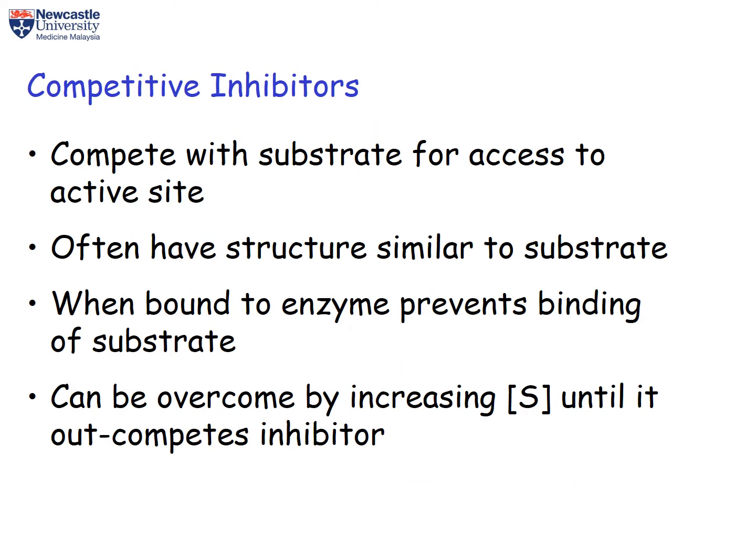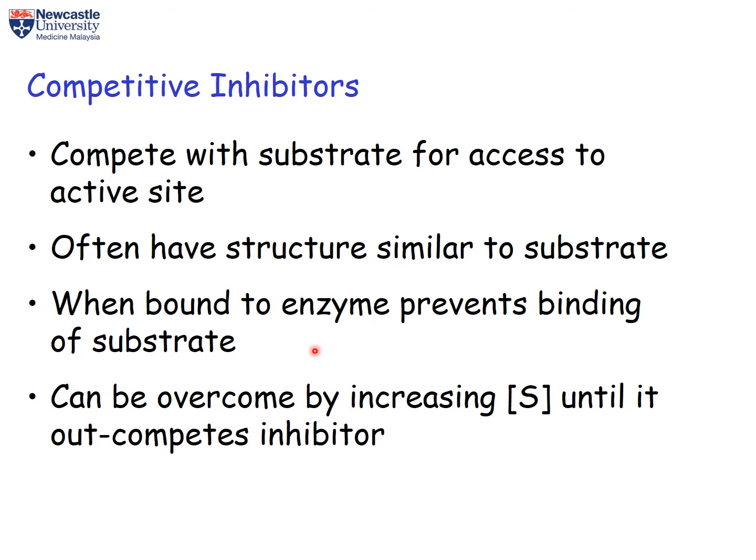In competitive inhibition, the inhibitor will compete with the substrate for access to the active site. And this tells you why the inhibitor must have a similar shape to the substrate, because enzymes operate in a key and lock fashion. When the inhibitor is bound to the enzyme, it prevents binding of the substrate and hence you will get no product formation.